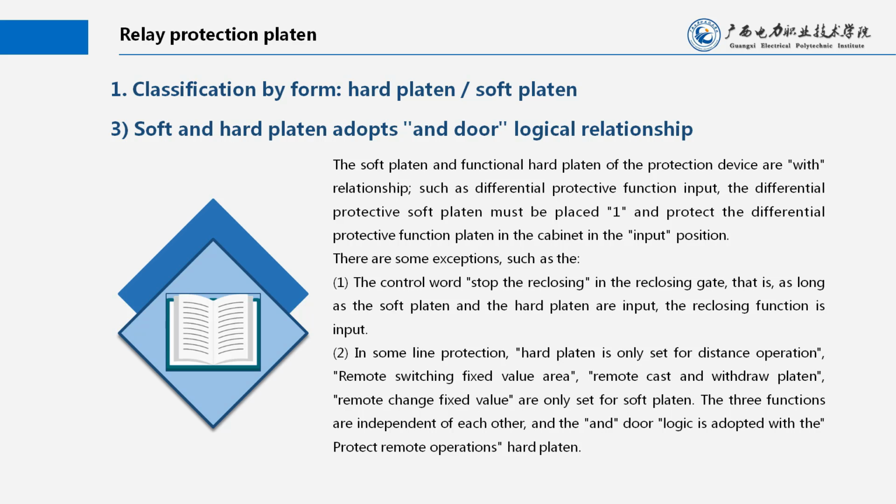2. In some line protection, hard platen is only set for distance operation, while remote switching fixed value area, remote casting and withdrawing platen, and remote change fixed value are only set as soft platen. The three functions are independent of each other, and the AND logic is adopted with the protect remote operations hard platen.